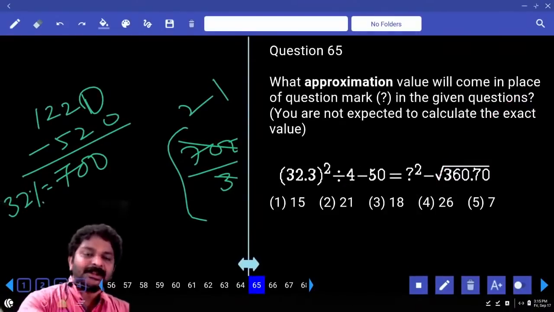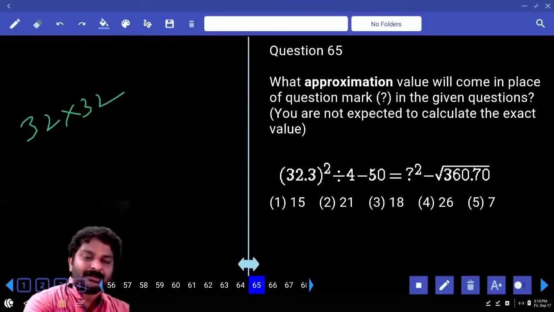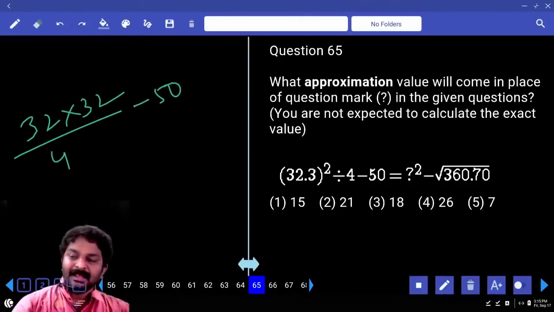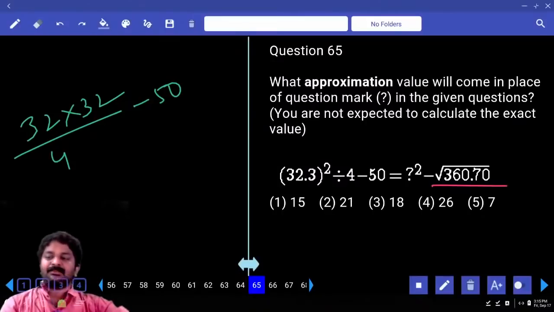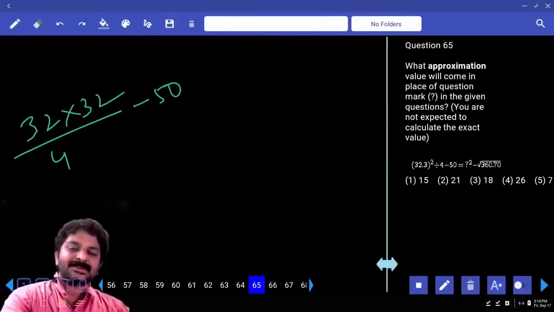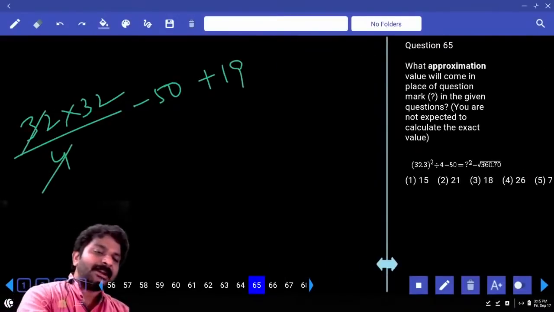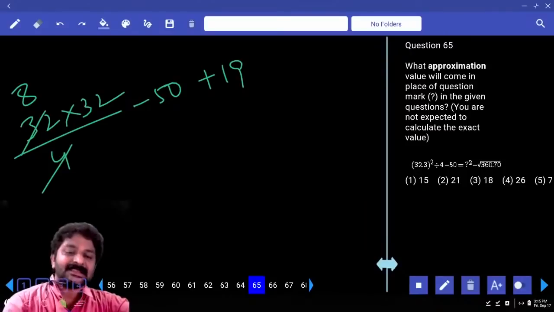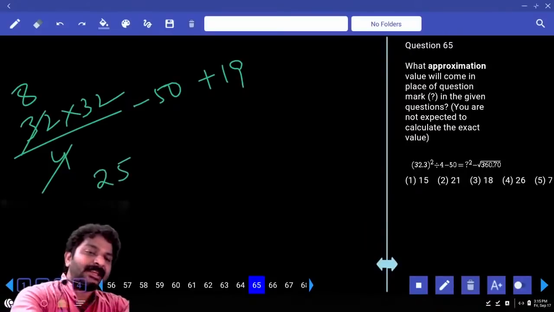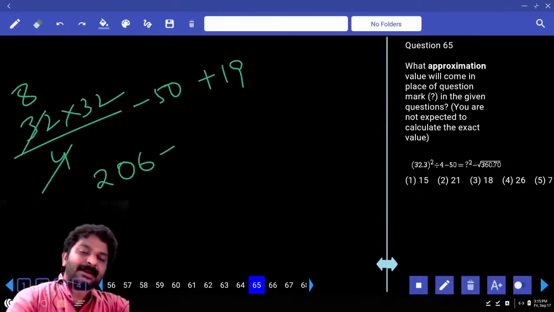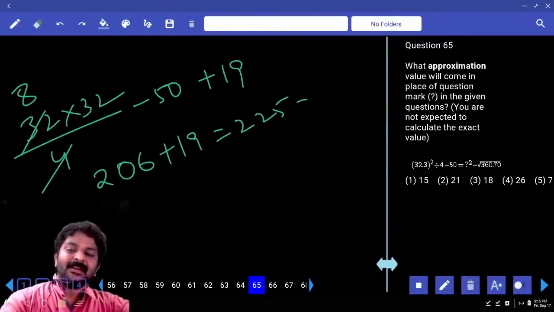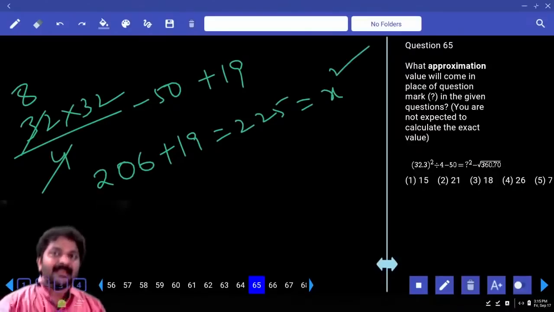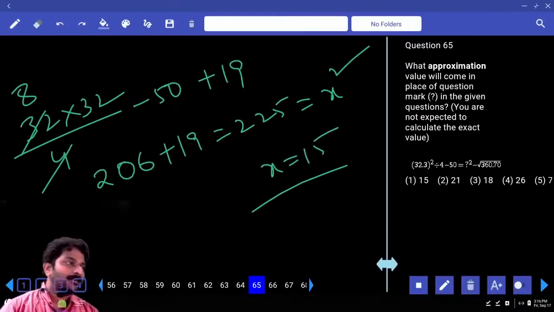Next, 32 square. I'll write it as 32 into 32 divided by 4 minus 50, equal to the right hand side number minus under root 361. Under root 361 is 19, minus 19 comes to the left hand side and becomes plus 19. 4 how many times? 8 into 30 is 240. 8 into 6, 8 into 2, 16. 240 plus 16 is 256, minus 50 is 206, plus 19. That is 225. This can be written as 15 square. Hence x is equal to 15, first option. Over.